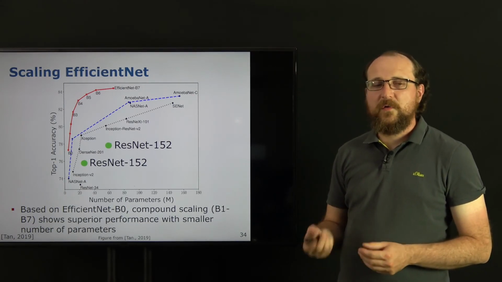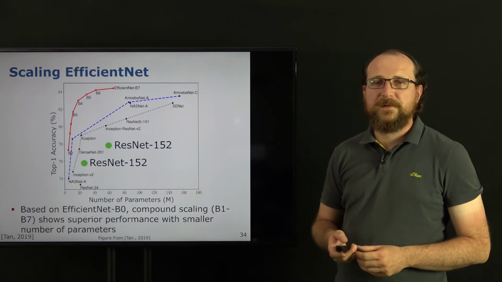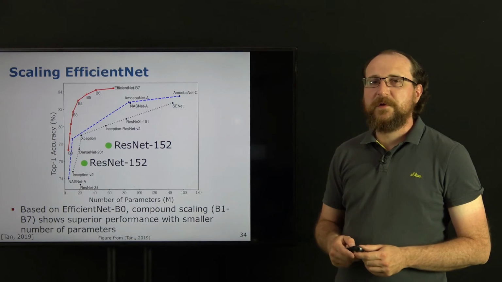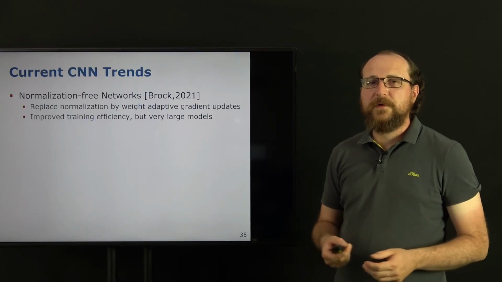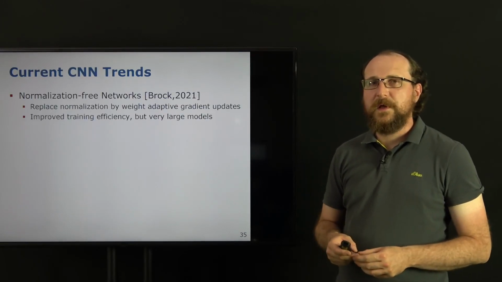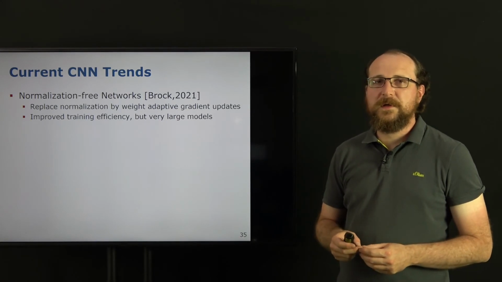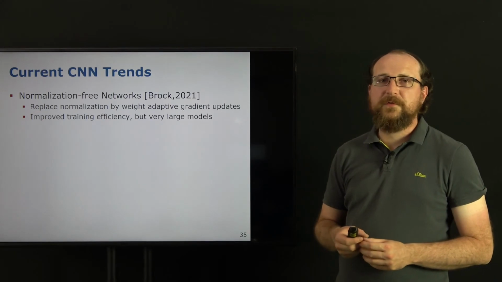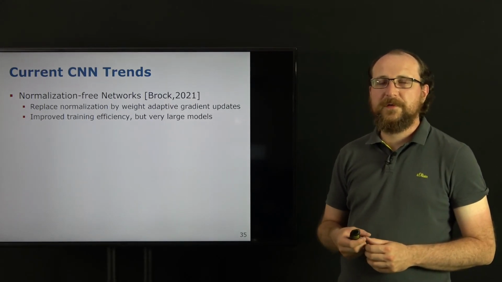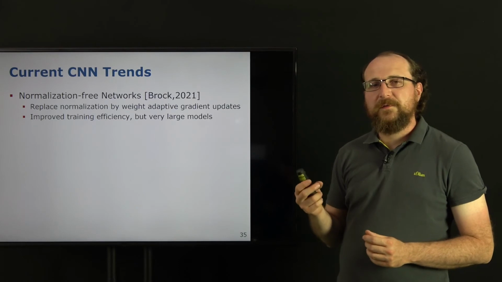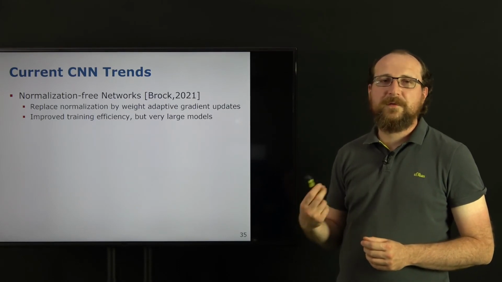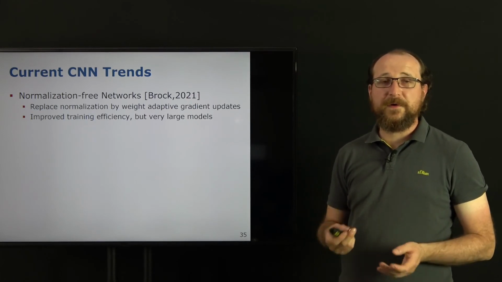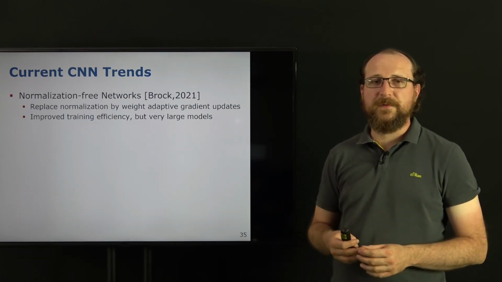So when we now look at the current trends that are investigated in convolutional networks, then we have the so-called normalization-free networks. And here the interesting idea is that we can get away with not using normalization layers in between, so something like batch normalization, but by using a specific weighted adaptive gradient update to avoid the problems that we usually have when we are not using some normalization layers in between.